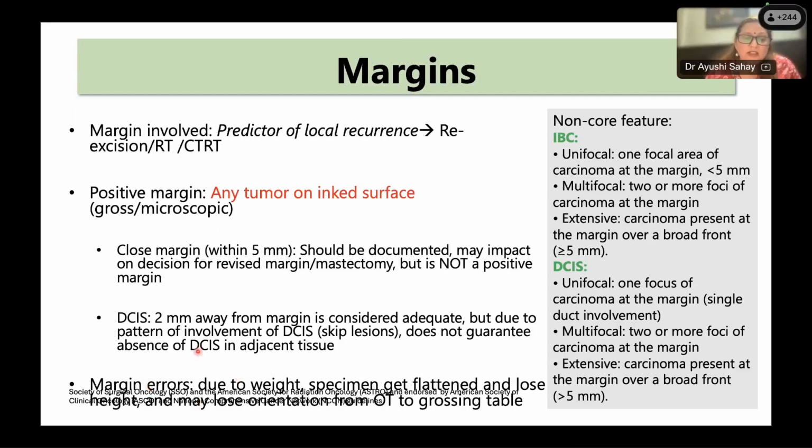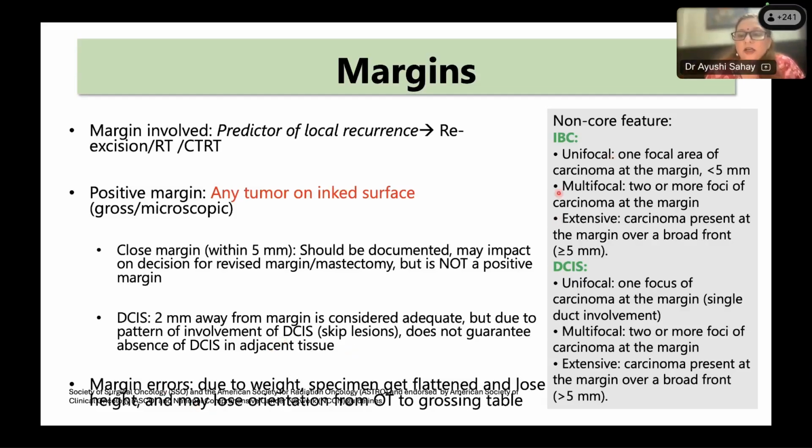And you can have errors in margin documentation in the gross, because the weight of the specimen can cause the specimen to flatten and lose the height, and you might even lose orientation from OT to the grossing table. So as I said, if you're not clear before cutting the specimen, do call the surgeon and get them to orient it properly before you go ahead with grossing, because this is the most important reporting parameter in a BCS, and once it is lost in the beginning, it is not possible to orient the specimen at a subsequent date once it has been cut up. Okay, neither will the surgeon be able to do it later, nor will you.